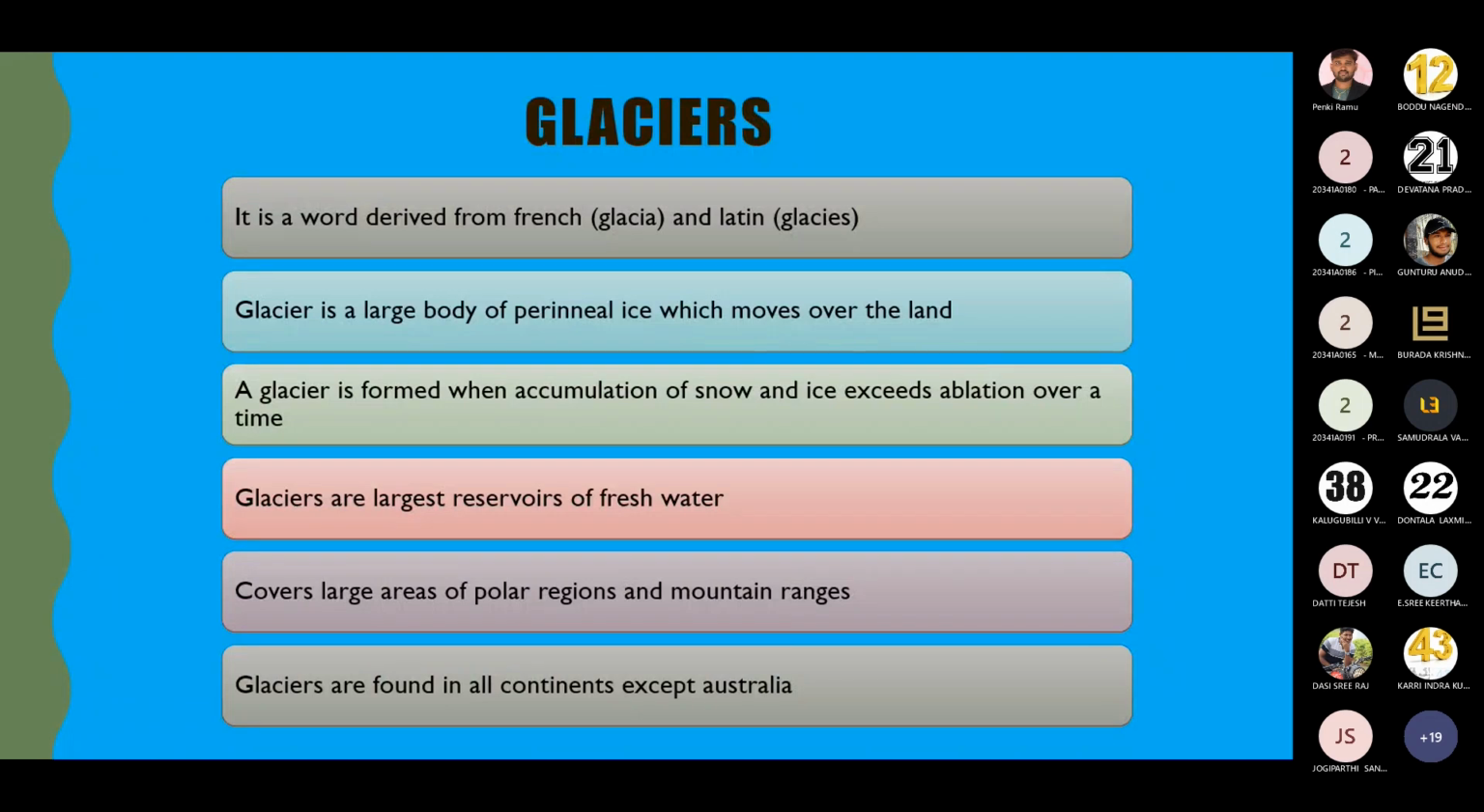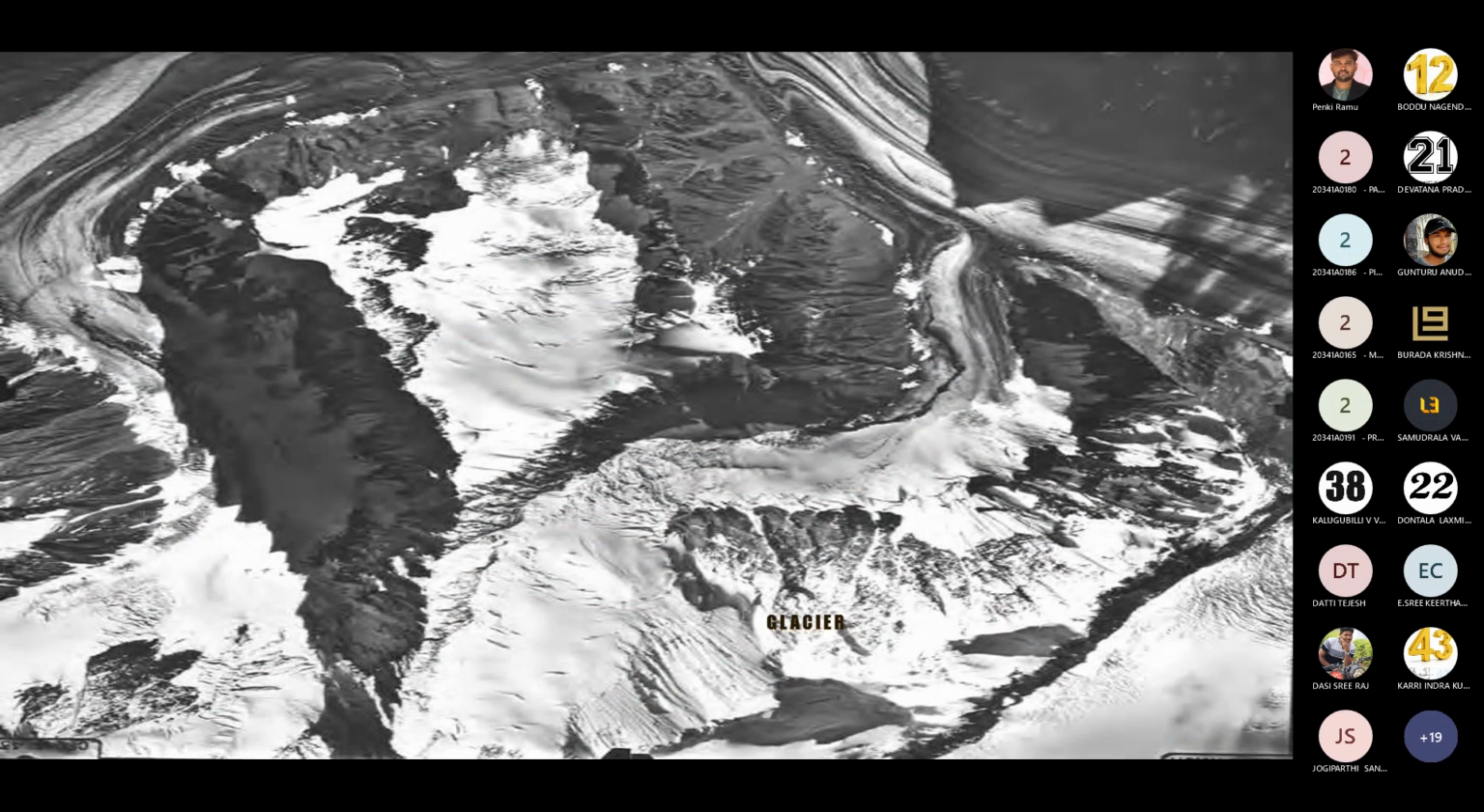So this is a nice picture of a glacier. You can clearly see how ice is present on the slopes of the mountains, and this accumulated snow will have certain movement associated with it because of the slope that is present as well as the mass associated with the accumulated snow. Next comes permafrost.